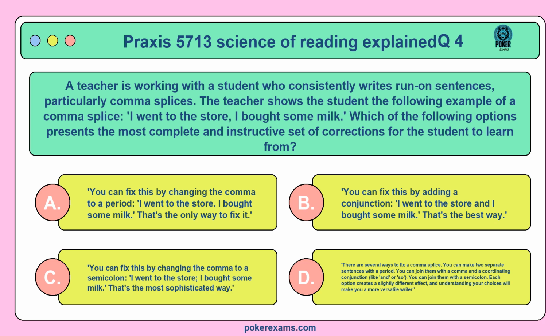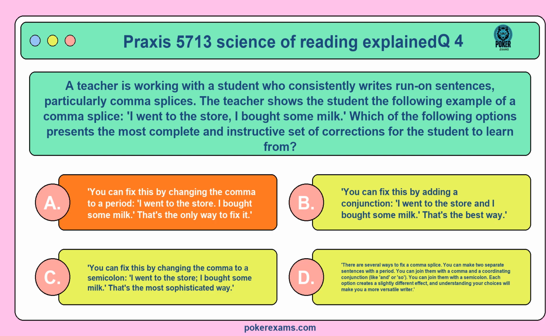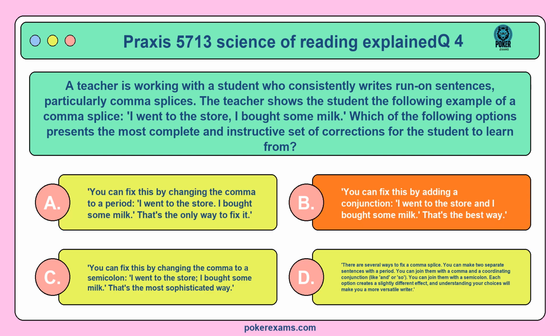Option A. You can fix this by changing the comma to a period. I went to the store. I bought some milk. That's the only way to fix it. B. You can fix this by adding a conjunction. I went to the store and I bought some milk. That's the best way.